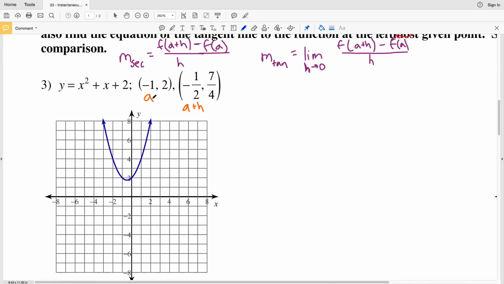Now, because we're given the points, we're given a and f of a, and we're given a plus h and f of a plus h. So finding the secant slope is going to be easy. f of a plus h is 7/4. So for the secant, we're going to have 7/4 minus f of a, which is 2, and that's going to be all over h, which is simply a plus h minus a.